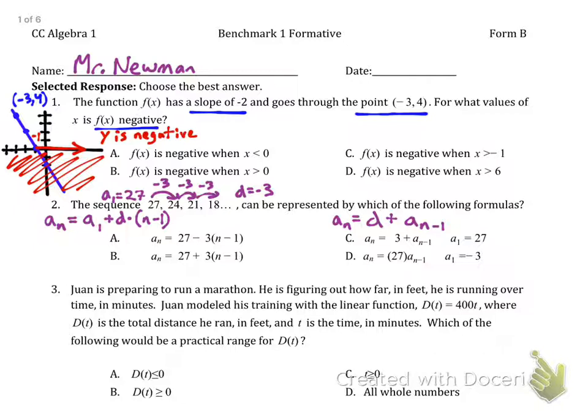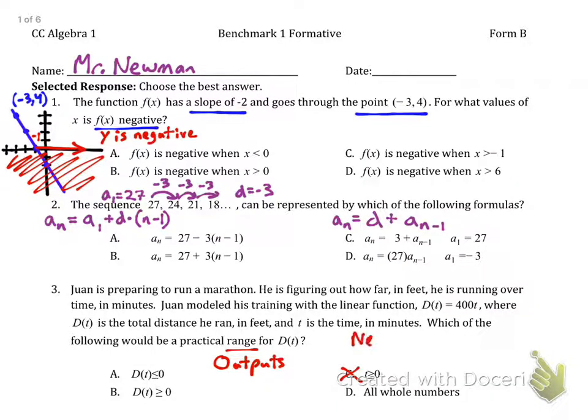All right, number 3. Juan is preparing to run a marathon. He's figuring how far in feet he is running over time in minutes. Juan modeled his training with the linear function d of t equals 400t, where d of t is the total distance he ran in feet and t is the time in minutes. Which of the following would be a practical range for d of t? Remember that the word range includes all the outputs. So right away I can look at C, and I know that C is only talking about input, so C cannot be correct.